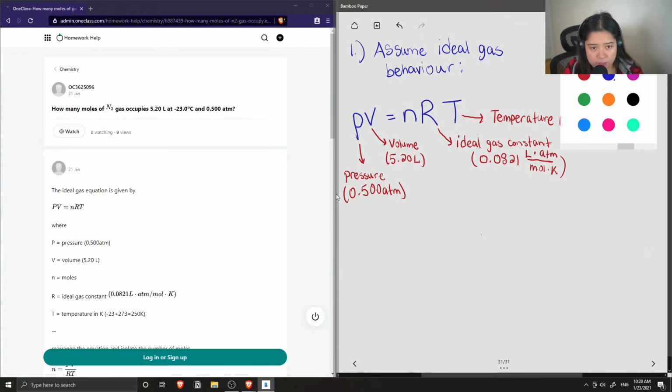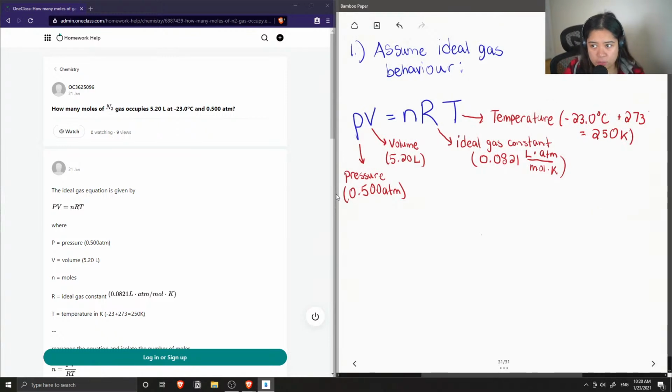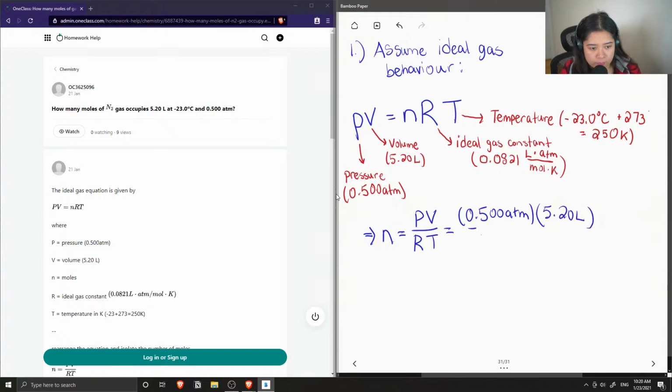Okay, so now let's try to sub in all our values and rearrange this equation so that we solve for the number of moles. So if we rearrange this equation, we get number of moles is equal to PV over RT. The P was pressure. V was volume. R, and finally temperature.